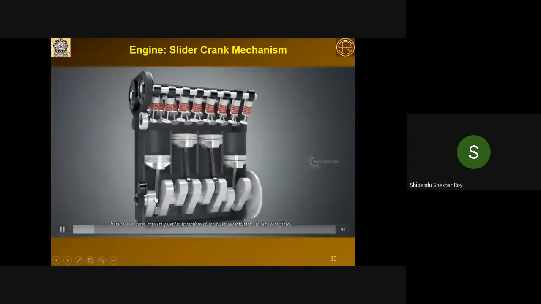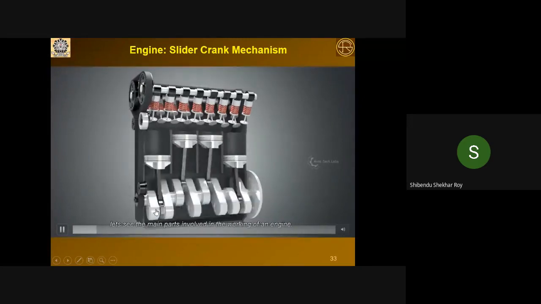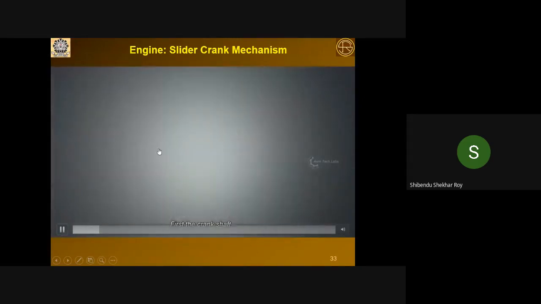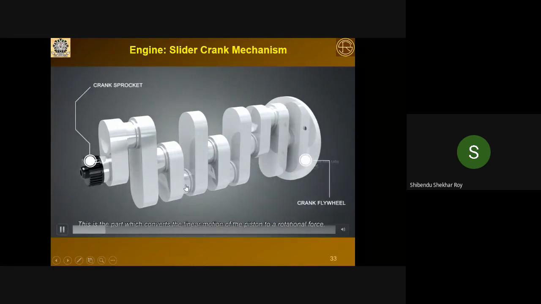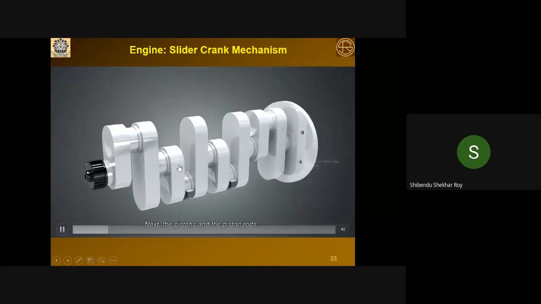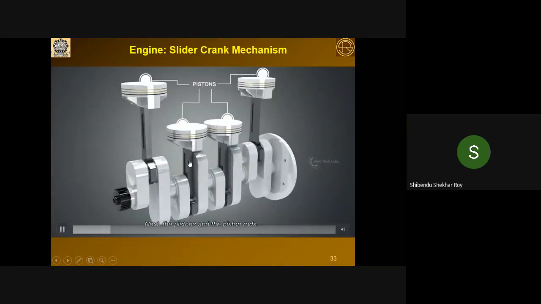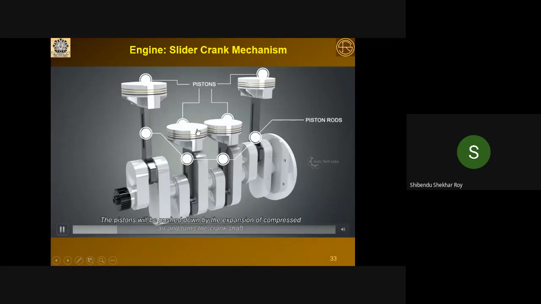So this is the shaft, this is the crank which will be rotating here, then this is the connecting rod. So this is the shaft inbuilt with the crank. This portion is called the crank, this portion acts as the crank. So this is the connecting rod, and the piston acts as a slider.